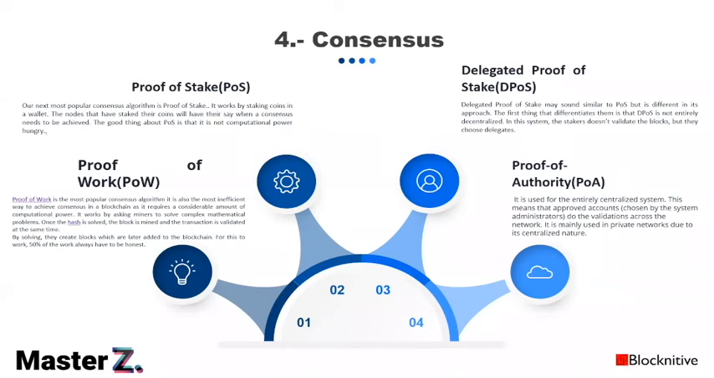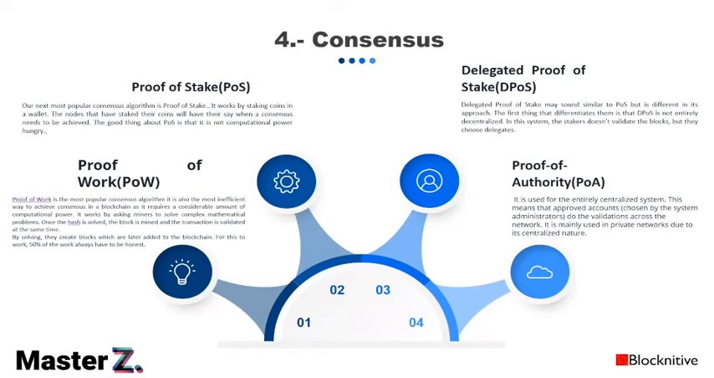Now the second consensus, more popular, and I'm going to say more popular also because Ethereum is more popular, for example, than Hyperledger Fabric, the private ones, is proof of stake. This consensus works by staking coins in a wallet. Those nodes that have staked their coins will have their say when a consensus needs to be achieved. The good thing about this consensus is that it's not computational power hungry. That means that they are not using a lot of energy. You don't need to consume a lot of energy, so it's less unsustainable and doesn't increase carbon dioxide.